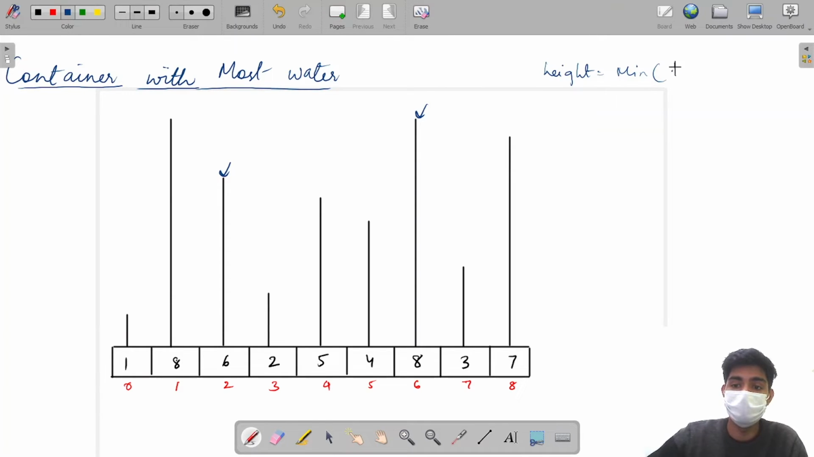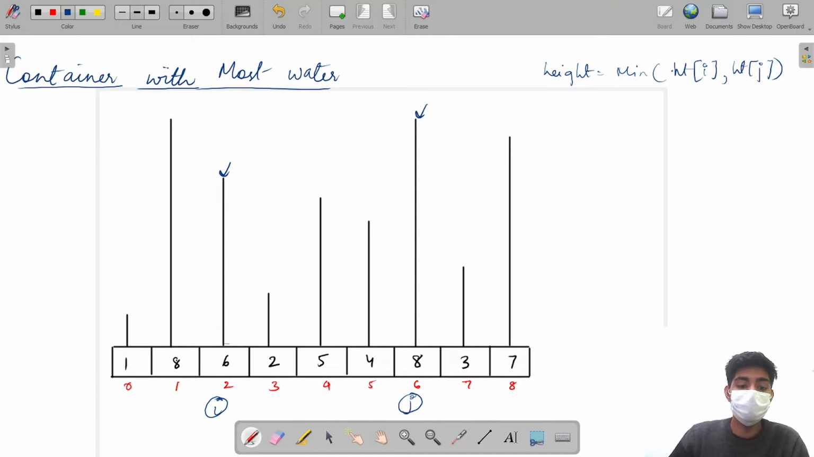So let's call this height of i and height of j. We will have two pointers, let's call them i and j. So the height of my container will be the minimum of the height of the two numbers. That will be my height.